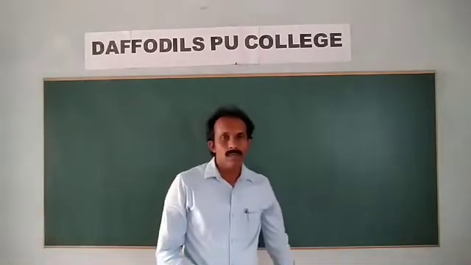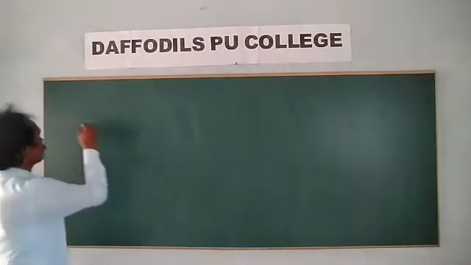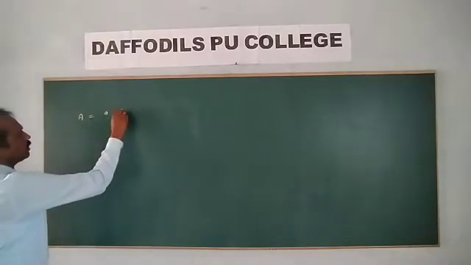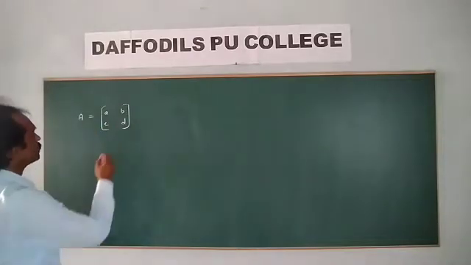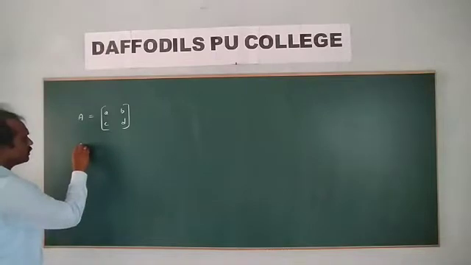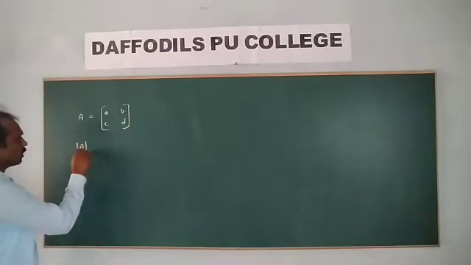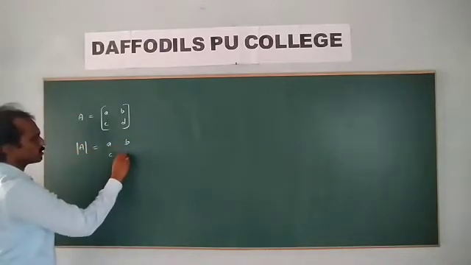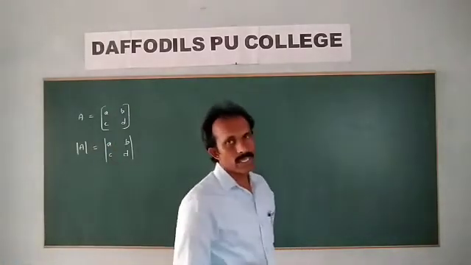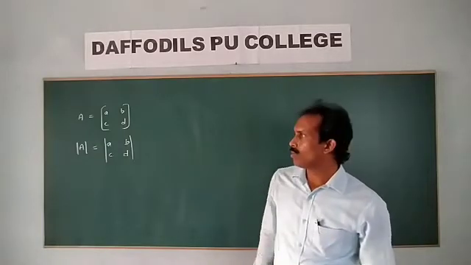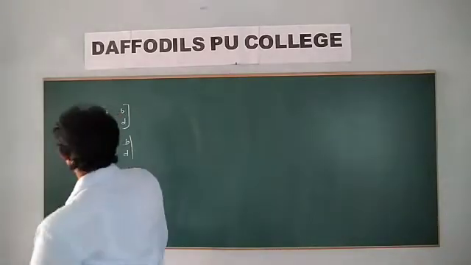Okay, the matrix, for example, A is equal to [a, b; c, d]. For a matrix, the determinant is denoted by writing A between two bars. This is called the determinant. What does the determinant mean? It is a single value, either a real number or a complex number.